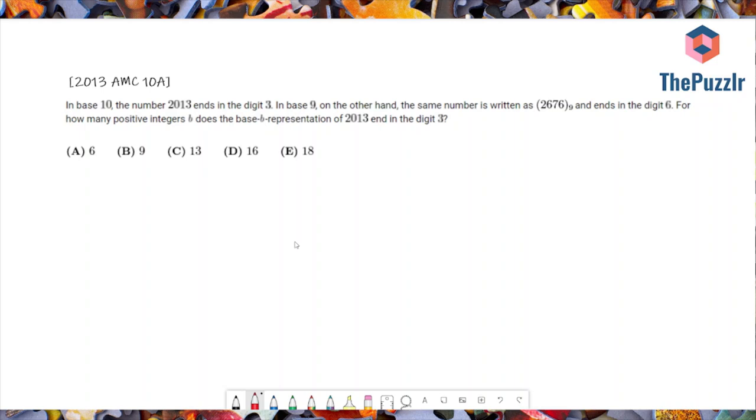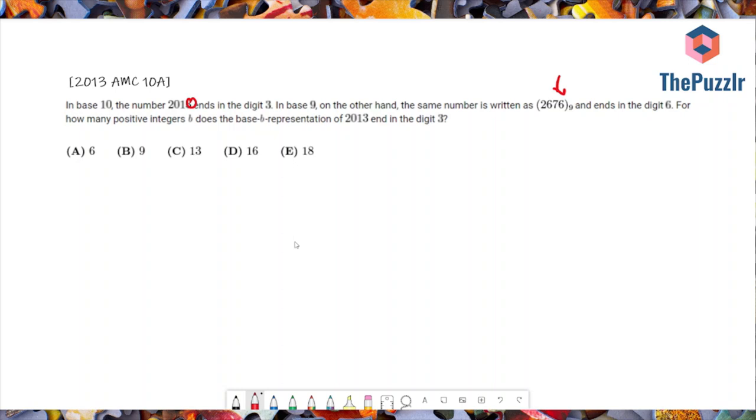So we're assuming that you know what bases are, and if you don't, we have a video for that on our channel or in our introduction to number theory course that we'd highly suggest you check out before trying to understand this part of the video. Okay, so in base 10, the number 2013 ends in the digit 3. That's true because it does. This is base 10, the base we usually use. But in base 9, the same number is written as 2676, ending in the digit 6. For how many positive integers b does the base b representation of 2013 end in the digit 3?